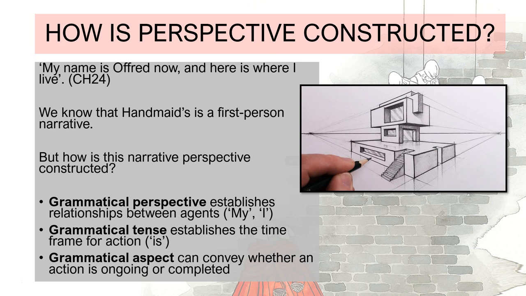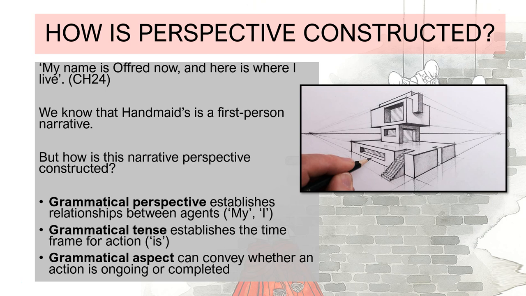Well, there's a quote there: "My name is Offred now, and here is where I live." Quite clearly, The Handmaid's Tale is written in the first person, or predominantly in the first person. But that's a very simplistic and straightforward way, and there's a lot of nuance and subtlety and flexibility within the novel that helps to create the narrative. It's not just good enough to say it's a first-person narrative, which means that we know that Offred's speaking and it's her perspective. We can look instead much deeper at the way that this perspective is constructed.